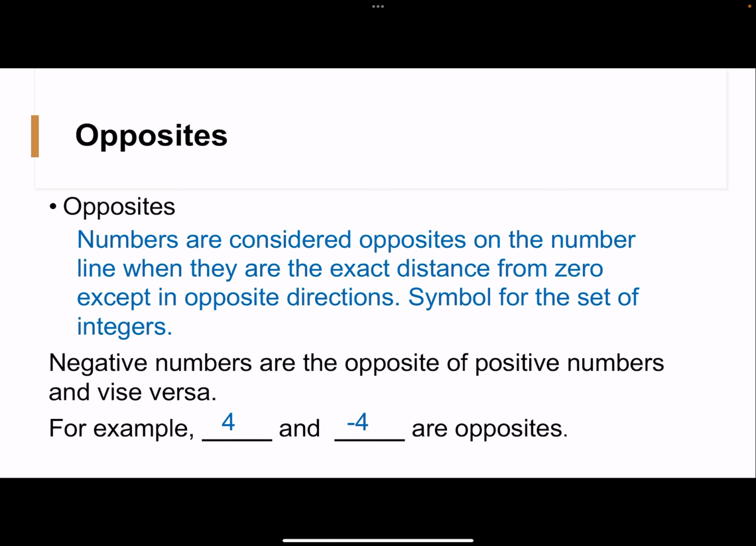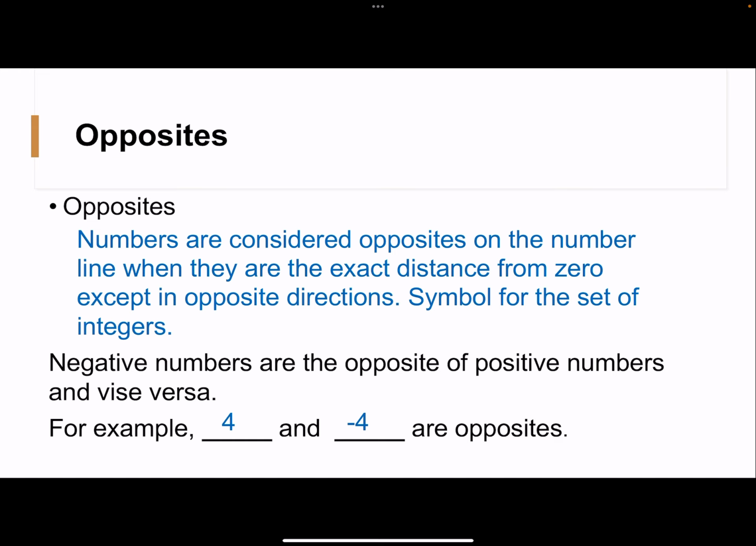When we talk about opposites, we think about opposites as being opposites in signs. Numbers are considered opposites on the number line when they're their exact distance from 0, except in opposite directions. Negative numbers are the opposite of positive numbers and vice versa. So an example of that would be 4 and -4 are opposites. -3 and +3 would be opposites. They're equidistant from each other on the number line in opposite directions.